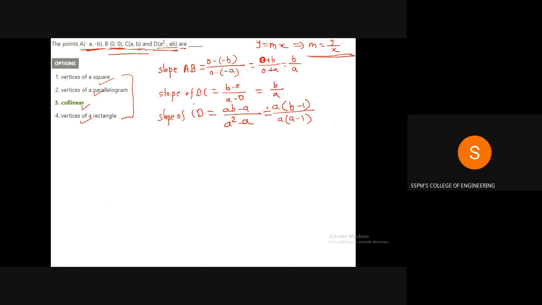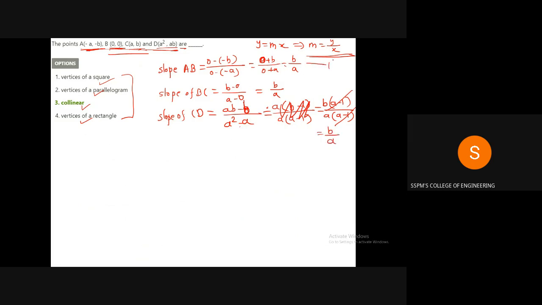Something is wrong here. Sorry, it is not A, it is B. AB minus B, and A square minus A. So what can be common? In the numerator we can take B as the common element, so B into A minus 1, divided by, in the denominator, we can take out A minus 1. So A minus 1 will get cancelled. So it is B by A.